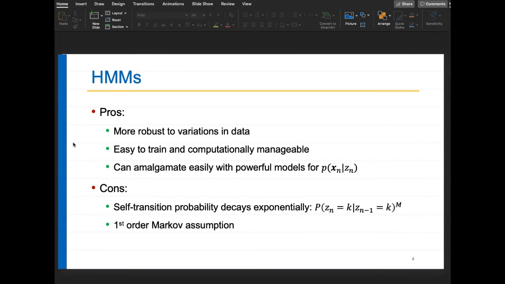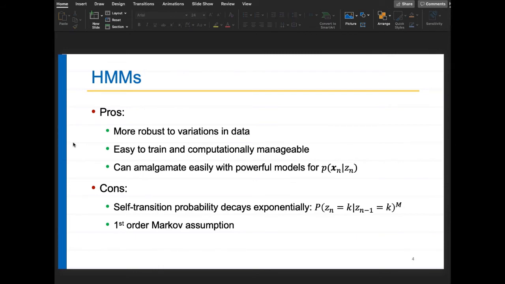It can amalgamate easily with powerful models for P(x|z). Let's deliberate a little on this point. Earlier, you saw P of z given previous z. You can store it as a matrix. Simply a matrix will do your job. So there, no problem. But P of x given z, how do you model that?